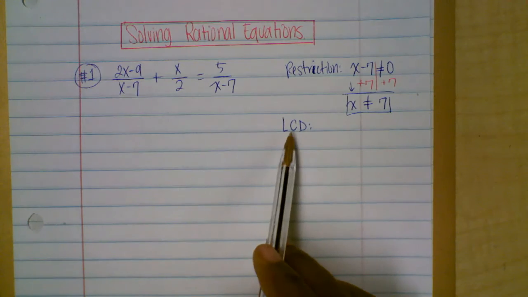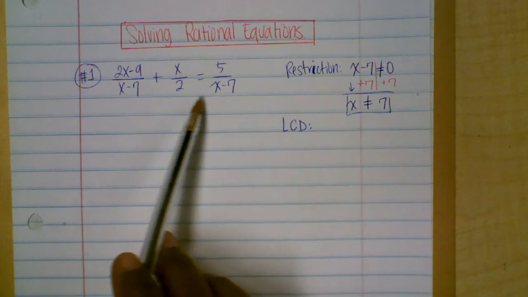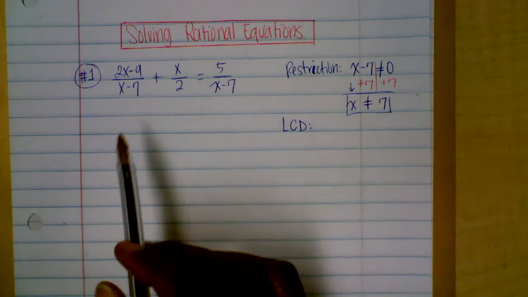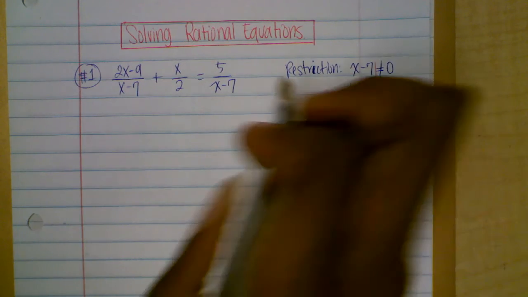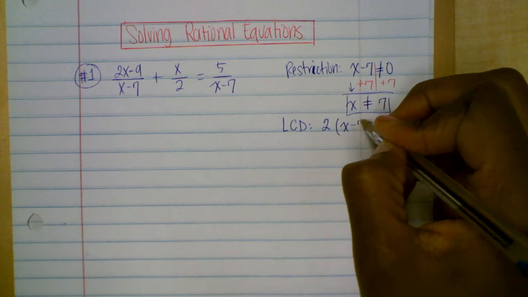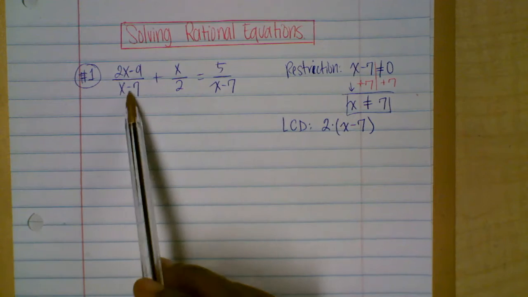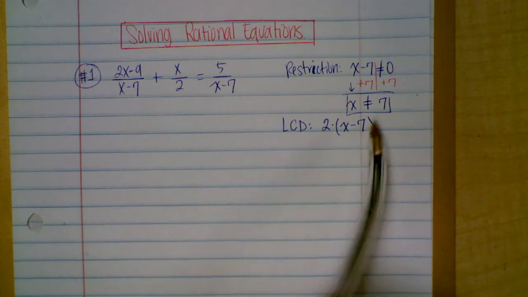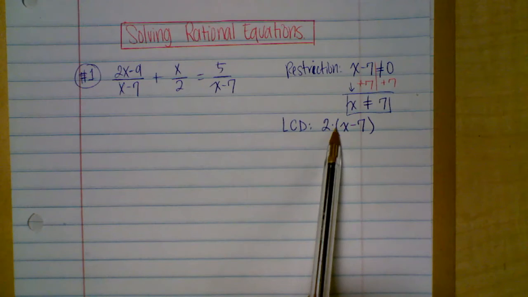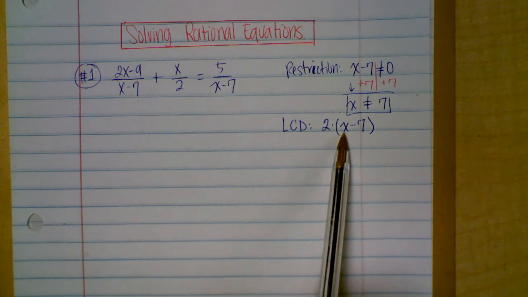To find the LCD when you have two different denominators, I will just say, take the two different denominators and multiply them together. So you end up with 2 times x minus 7. How do I end up with 2 times the factor x minus 7? You take the first denominator, x minus 7, and multiply by the other one, which is 2. So that is the LCD.